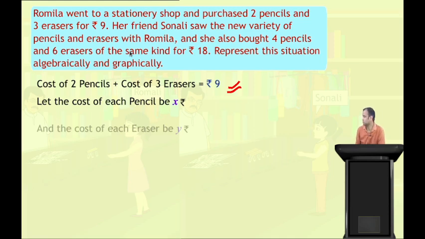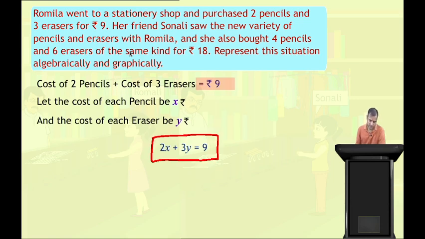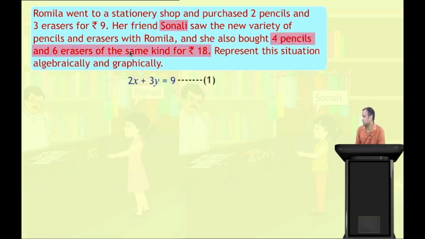So we can represent, now let the cost of each pencil be ₹X and the cost of each eraser be ₹Y. Now what is the cost of 2 pencils? It is 2x, and cost of 3 erasers is 3y, and it is equal to 9. So this is our first equation. 2x plus 3y equals 9.